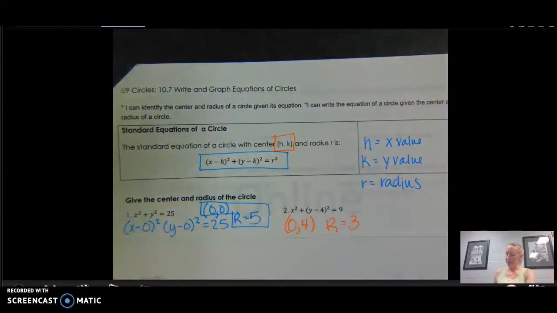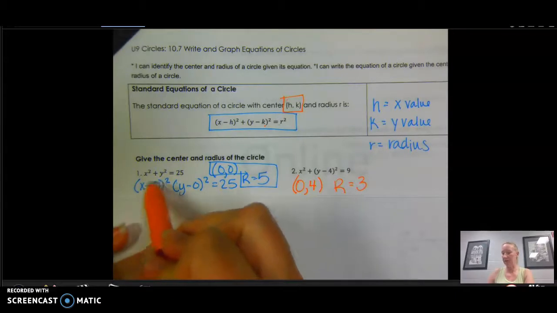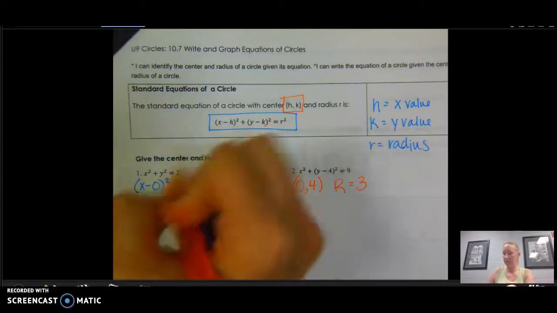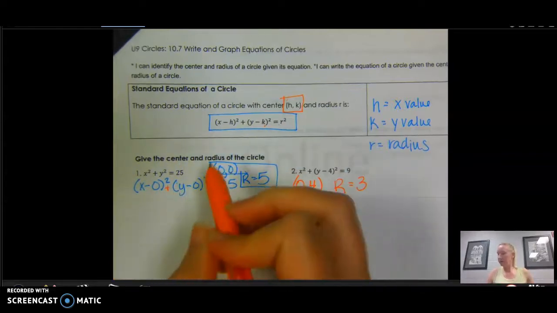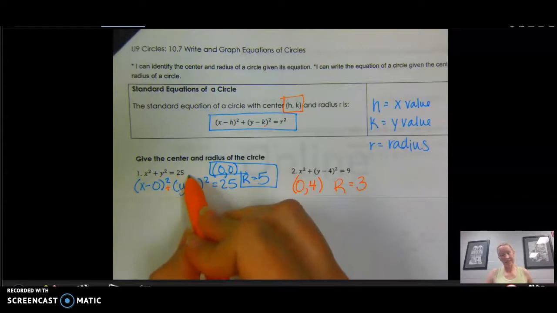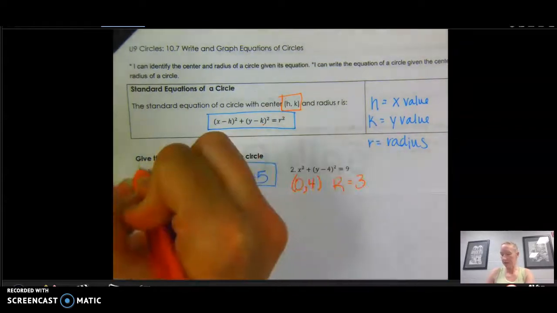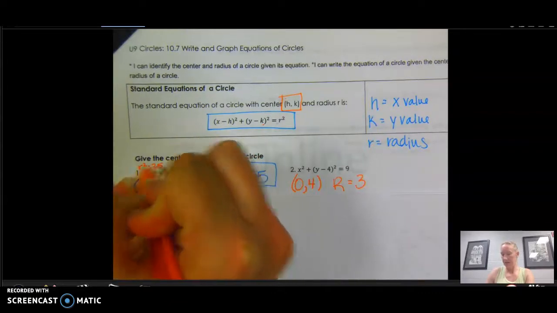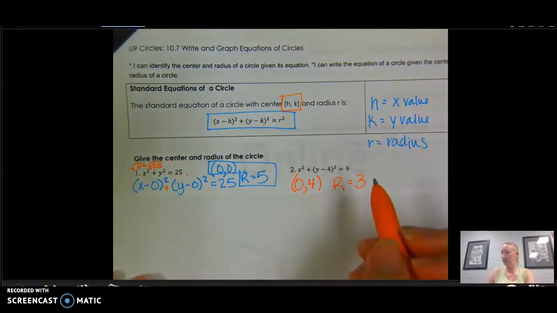So with that being said, this first one says x squared plus y squared. Well, that's the same thing. There's nothing with it. It's the same thing as saying (x − 0)² and (y − 0)². So your x and y values are 0. Now, your radius is 25. That's not your radius. That's what it's equal to. That's the radius squared. So radius squared equals 25. If they want just radius, we square root that. So just the radius would be 5.